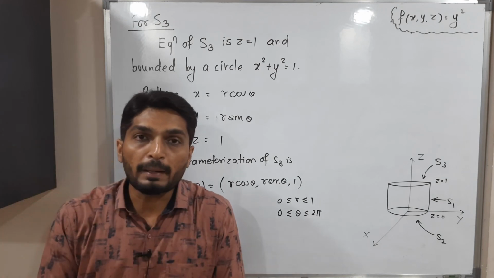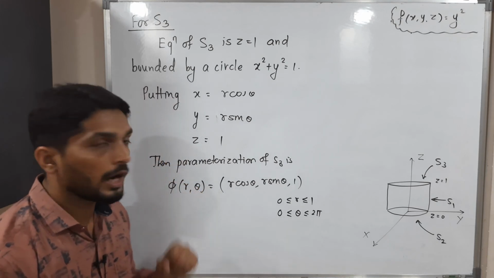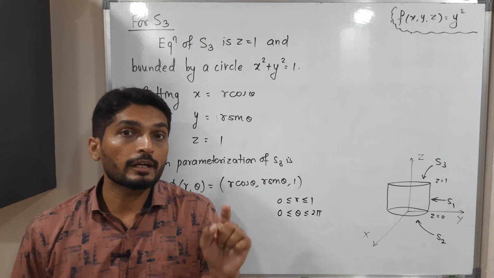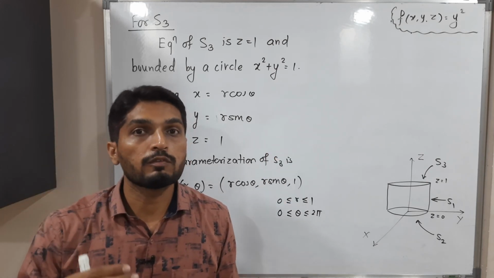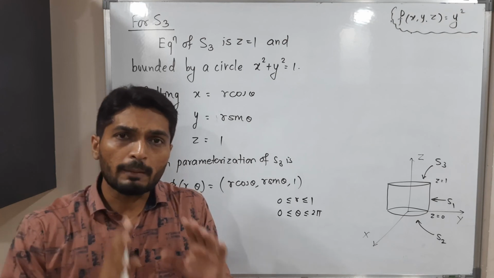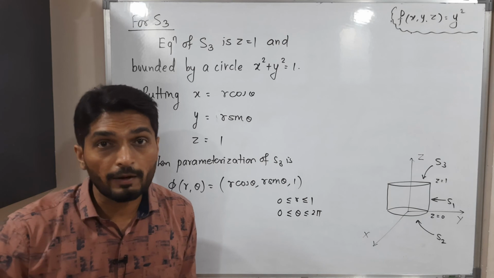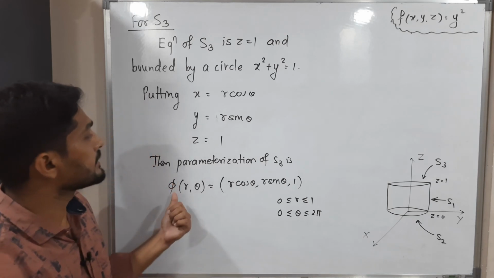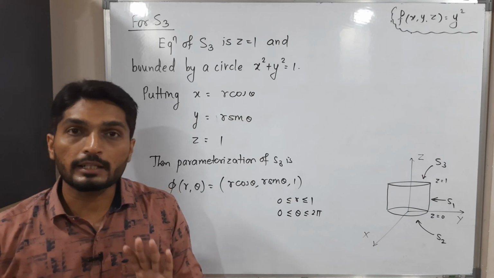So after getting the parameterization, what do we do? We find its derivative with respect to r, we find its derivative with respect to theta, we find the cross product, we find the norm, and at the end we find f of phi of r theta. The same steps we have to do here. Already for S2 we have done it, so the same procedure we have to do for this surface S3 also. I am leaving it as an exercise for you, and I am directly telling you the answer.